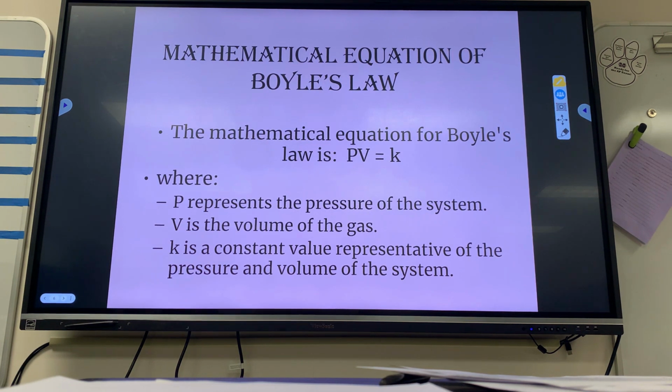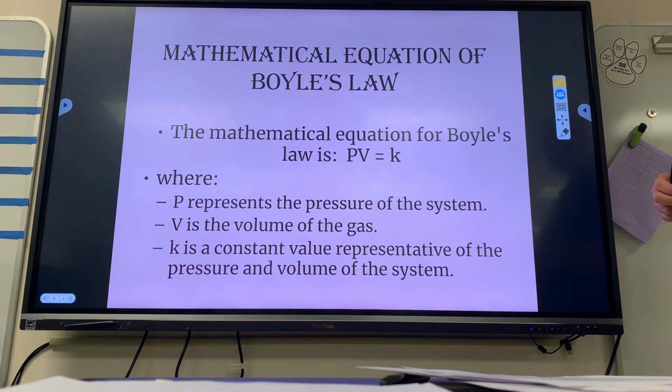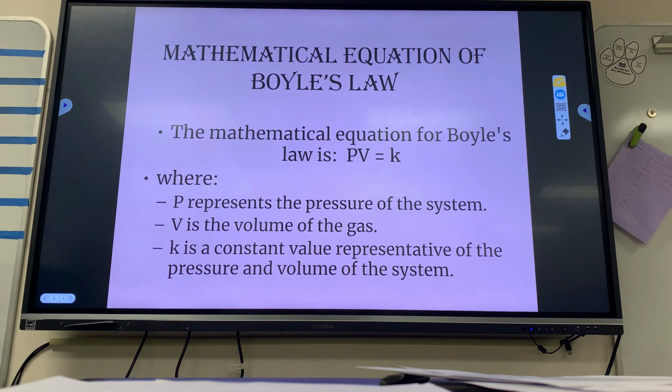So Boyle figured out in some sample of gas, the pressure and the volume were related inversely. And he also figured out that if you multiplied those two things together, you ended up with a constant. It's the same number every time. That's what this K stands for. So this was kind of what you were supposed to figure out from your graph on the assignment yesterday. You were close. So this is Boyle's law. PV equals K.